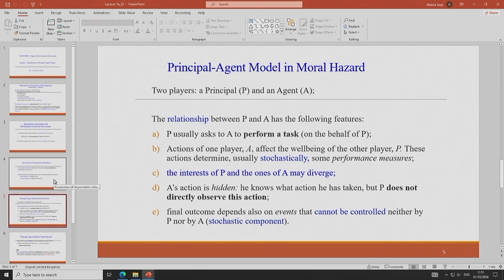Now, as a principal, I can only observe Y, whatever outcome, Q, whatever you want to call it. But I won't be able to disentangle whether you worked a lot or you've been very lucky. And this is the problem of asymmetries of information. As a principal, I can only observe the outcome. But what I know is that this outcome is generated by the interaction of these two terms, luck and effort.